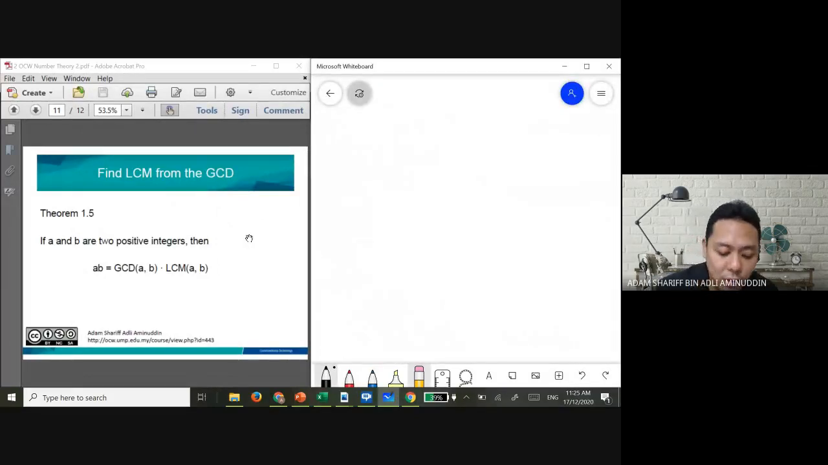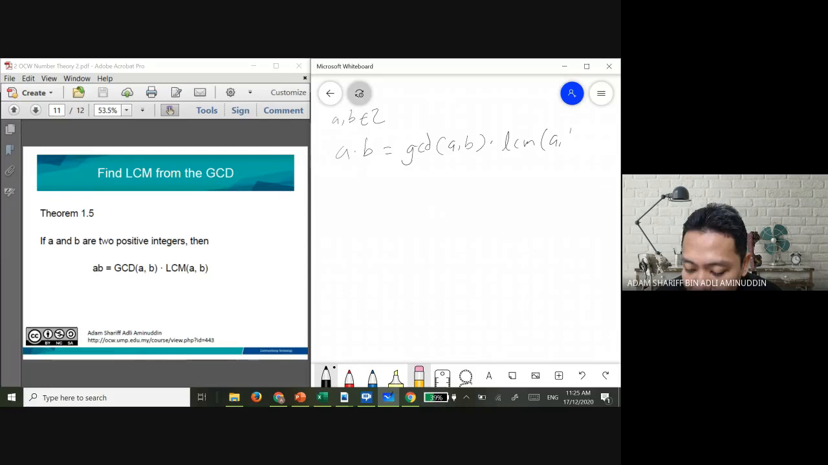Okay. Contoh, the theorem states that if A and B are integers, then AB is equal to the GCD between A and B times the LCM between the same A and B. Contoh, saya ambil contoh yang kecil.